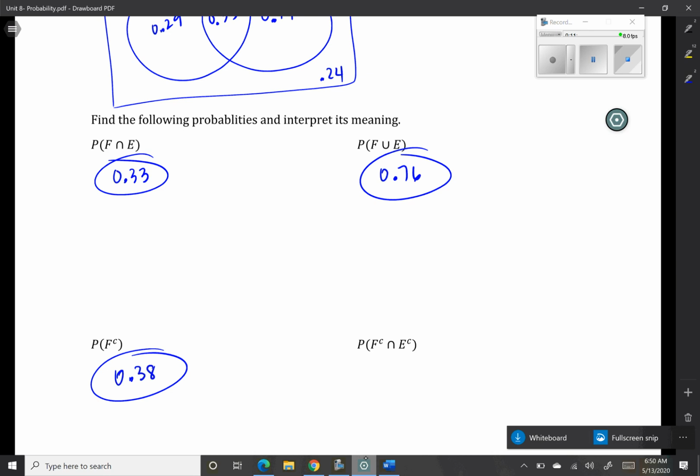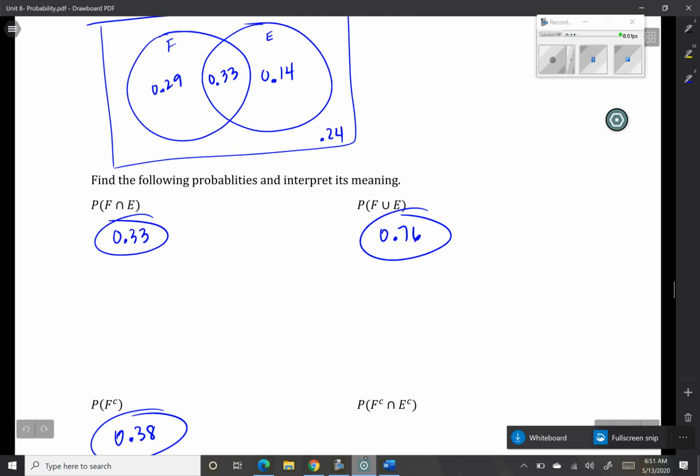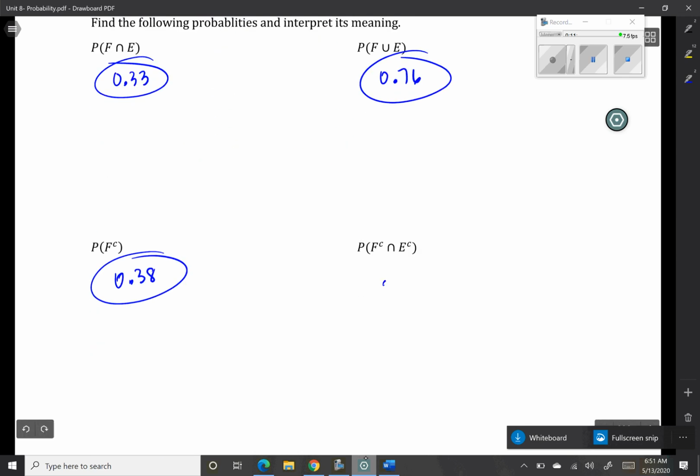The intersection of not being fiction and not being an ebook. Well, if we're talking about not being fiction and not being an ebook, we won't want any of these numbers. The only number left is 0.24. That's the number that represents that. So that's the mathematical way of saying neither of those.